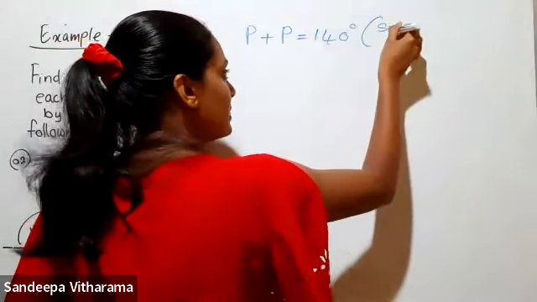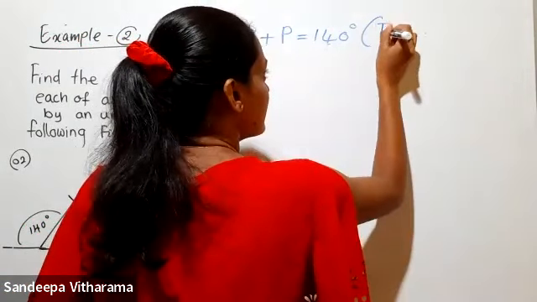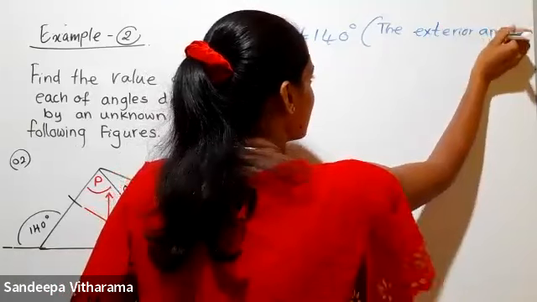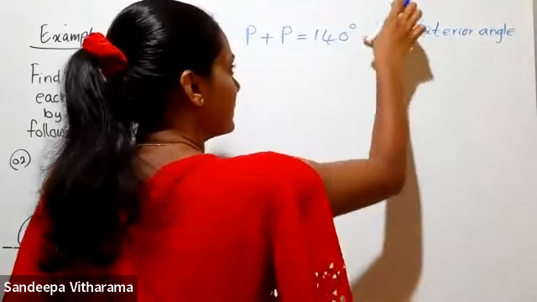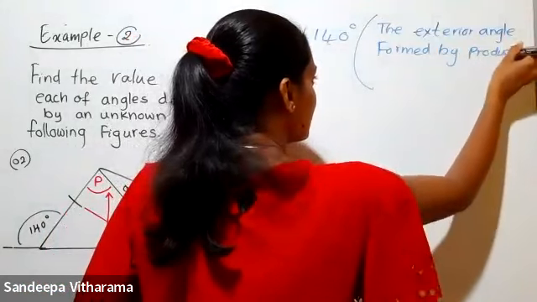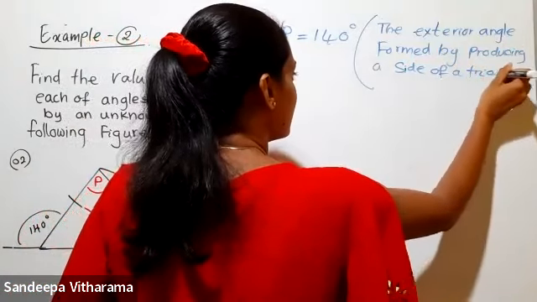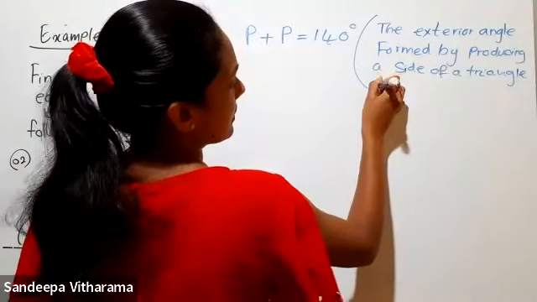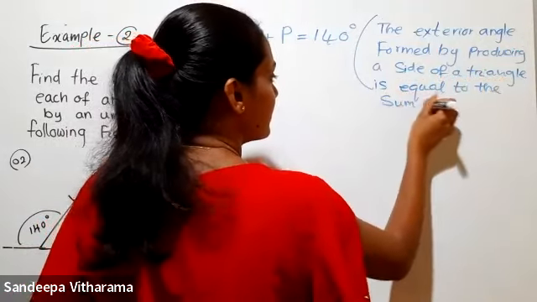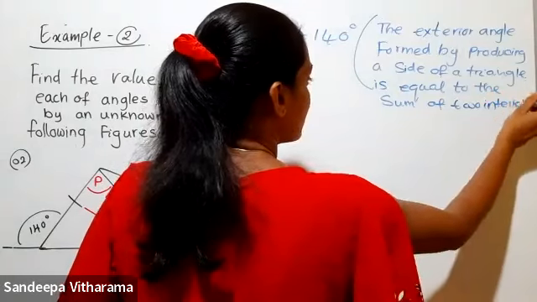What is the reason here? The exterior angle formed by producing the side of the triangle is equal to the sum of the two interior opposite angles.